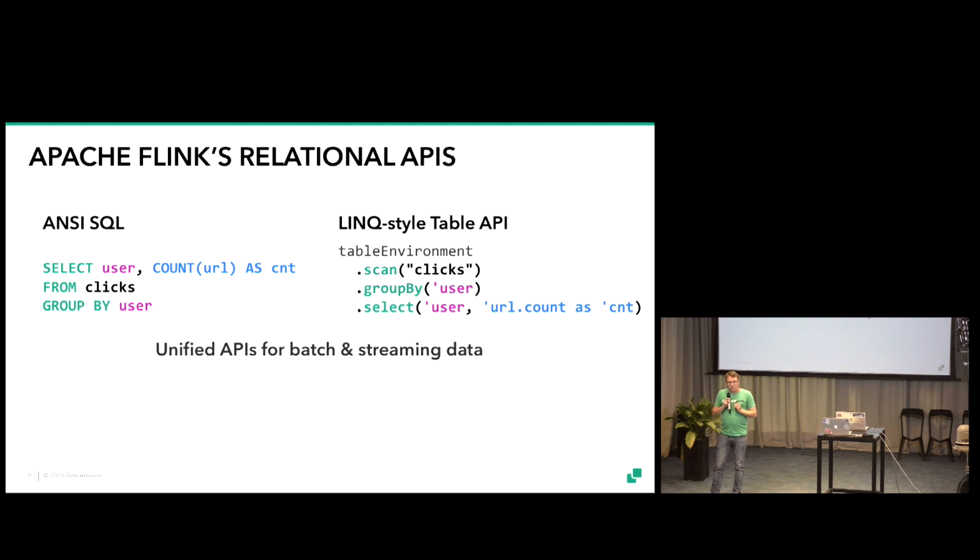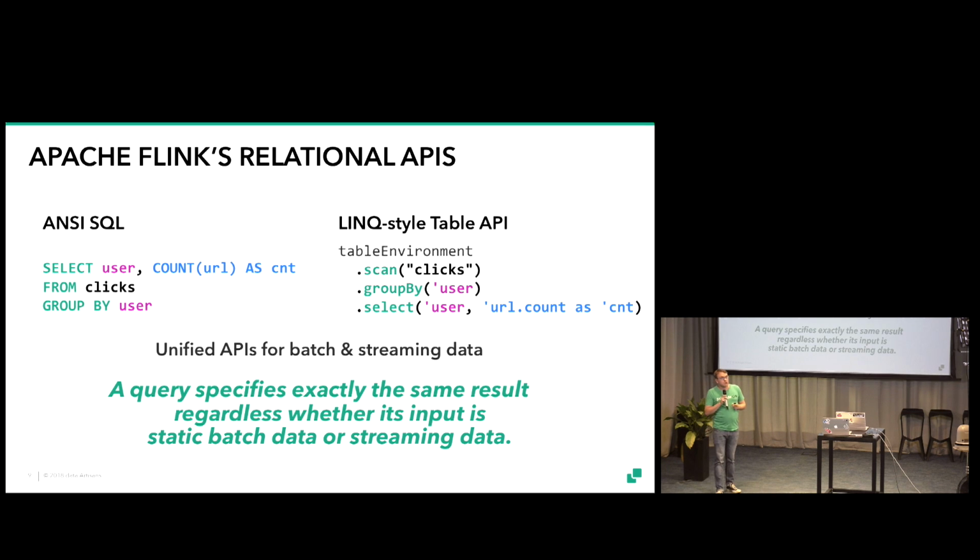And the very important thing is that these APIs are unified APIs for batch and stream processing. And this means that a query specifies exactly the same result, regardless whether the input is batch data, like static data, or streaming data. So this is the very crucial part here.